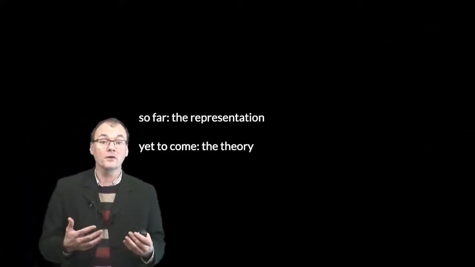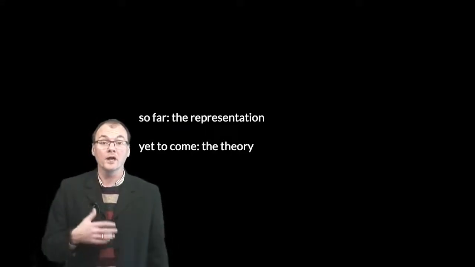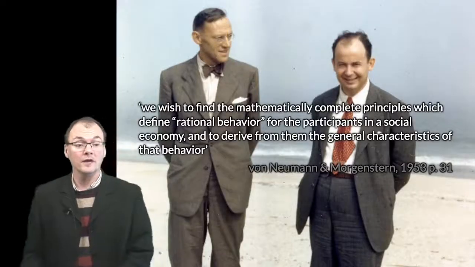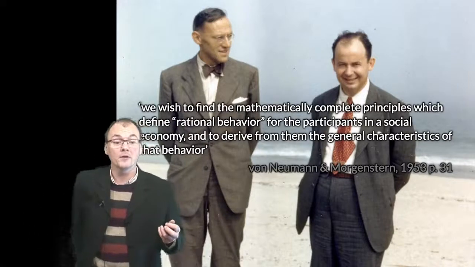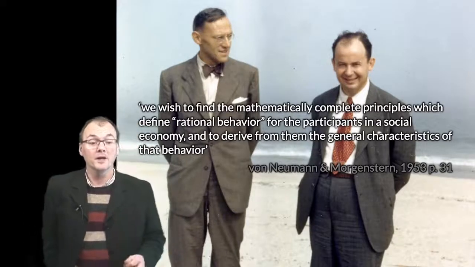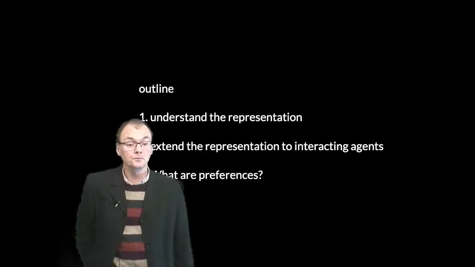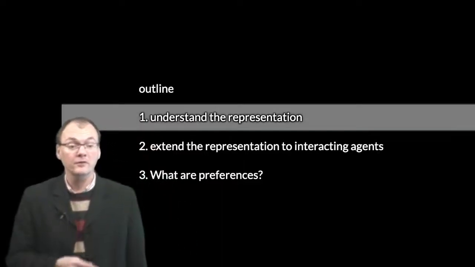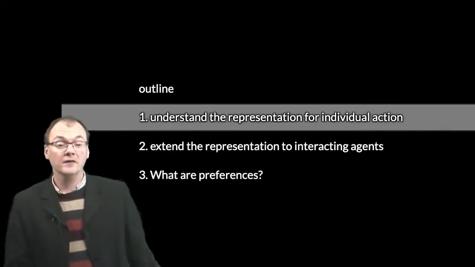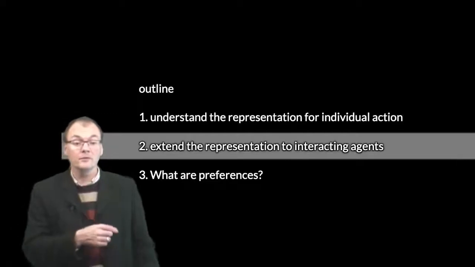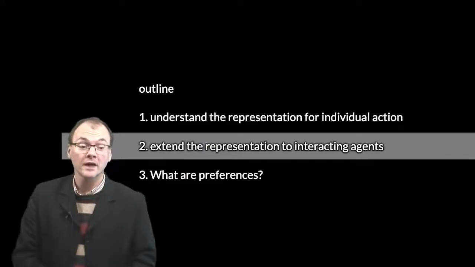So the thing we've done so far is to look at the representation of actions that we need for decision theory and game theory. We haven't yet got any of that theory in place. We haven't yet got what von Neumann and Morgenstern are hoping will be mathematically complete principles which define rational behaviour. What a fantastic idea. So here's what we're going to do. Understand the representation. We're partway there, but what we've done with understanding the representation is to understand it for the case of individual action. Our next step is to extend the representation to interacting agents. It's going to get gradually more fun as we go.